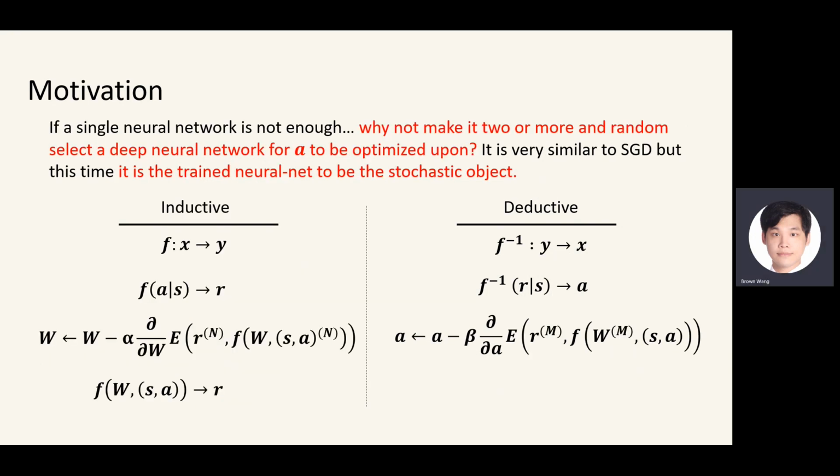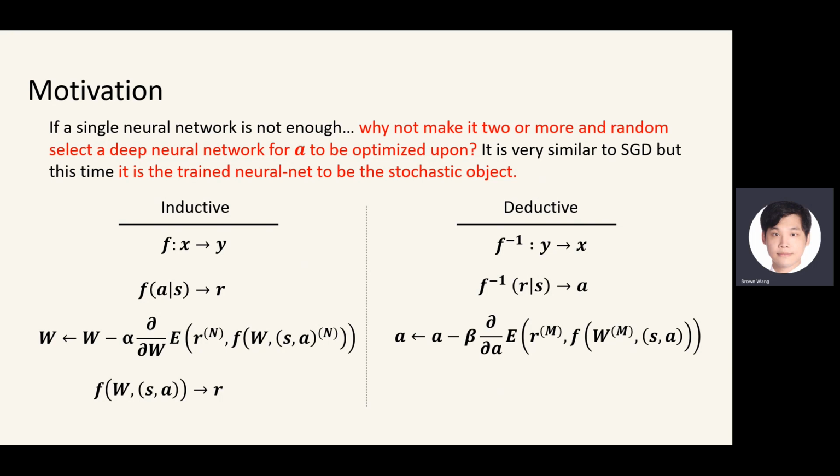Our idea is very simple. If a single deep neural network is not enough, why not make it two or more, and randomly select a deep neural network for the actions to be optimized upon. It's very similar to stochastic gradient descent, but this time it is the trained deep network that is the stochastic object. Why should it work?